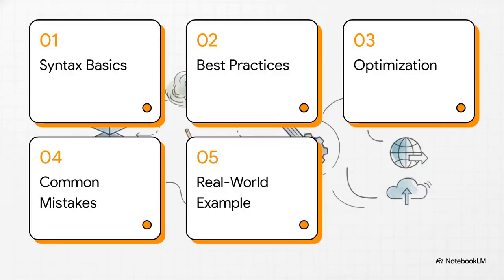Here is our menu for today's explainer. 1. Ingredients of a Dockerfile. 2. Best practices for builders. 3. Optimizing for production. 4. Common container mistakes. And finally, 5. A real-world example.